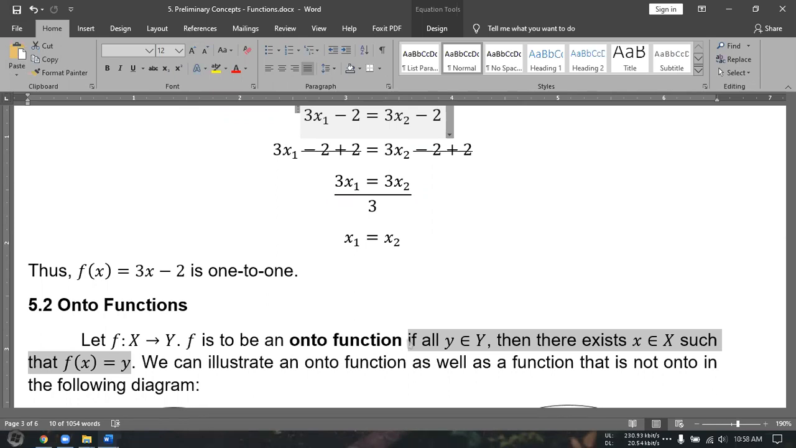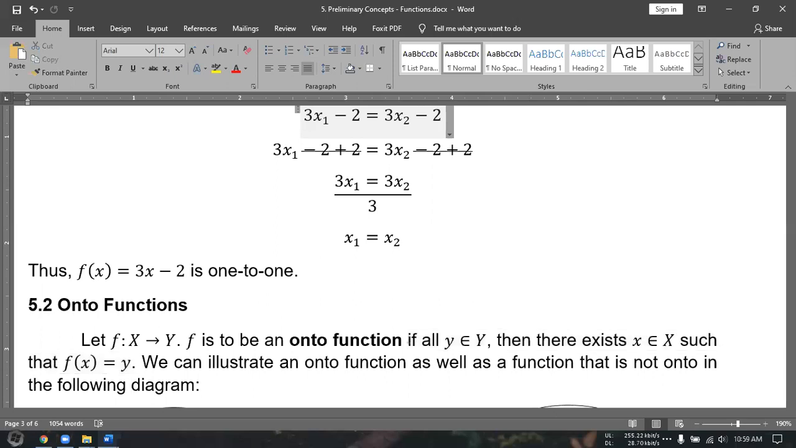Ang ibig sabihin lang nito is that every image daw natin, or every element in y should appear as an image of at least one x. I repeat. All elements in y should appear as an image of at least a value of x. Sige natin.